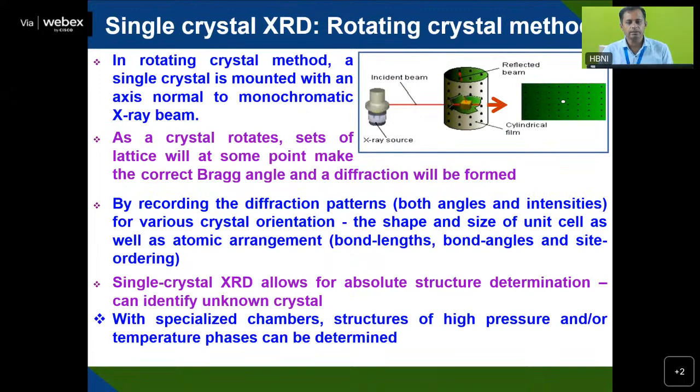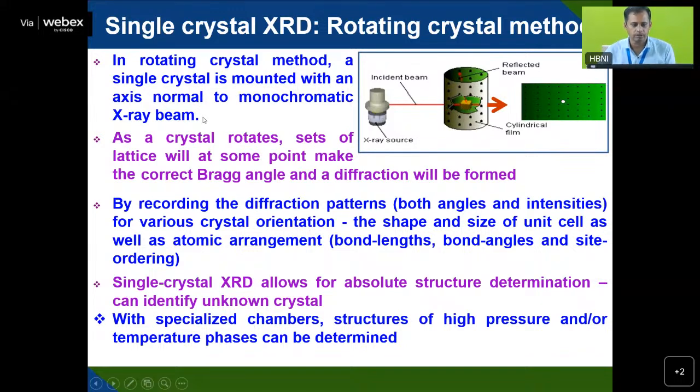Single crystal XRD mainly uses the rotating crystal method, unlike the other two methods, Laue and powder diffraction XRD. In single crystal XRD, we mostly use the rotating crystal method. Here you can see an X-ray source, and the crystal is mounted at the center of the rotating axis, and then there is a cylindrical film where you will see the diffraction pattern.